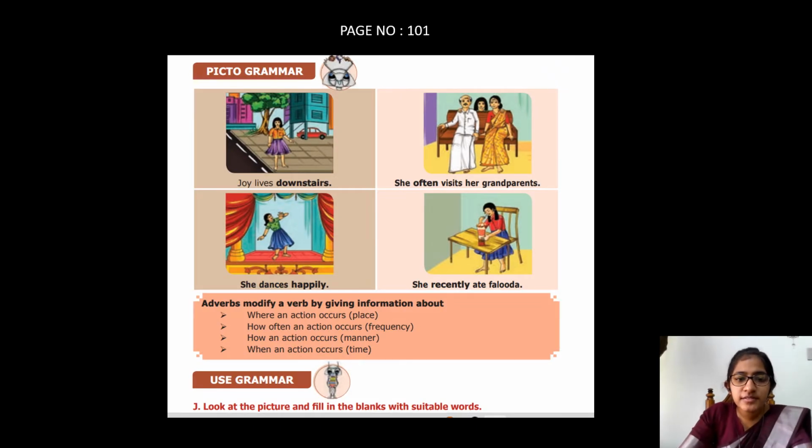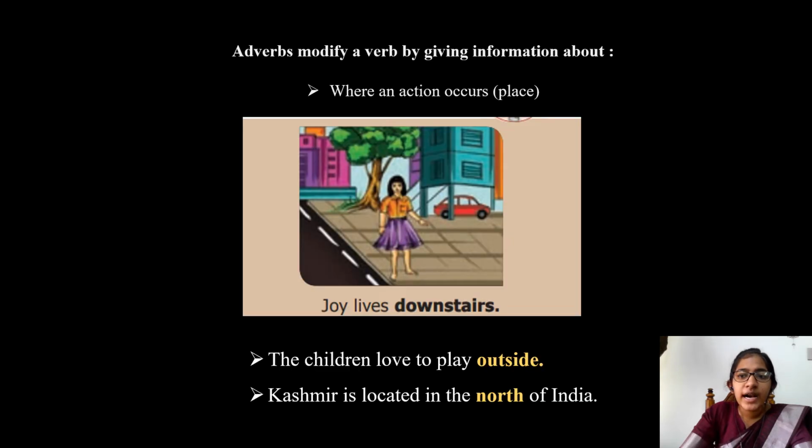Children, please turn your textbook to page number 101 so that you can see these pictures. Today we are going to learn about adverbs. There are certain rules in adverbs where we can use them meaningfully in a sentence. The first one is: adverbs modify a verb by giving information about where an action occurs. That is the place. For example, Joy lives downstairs.